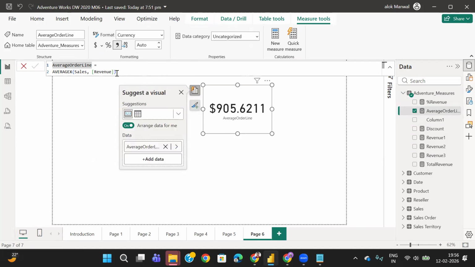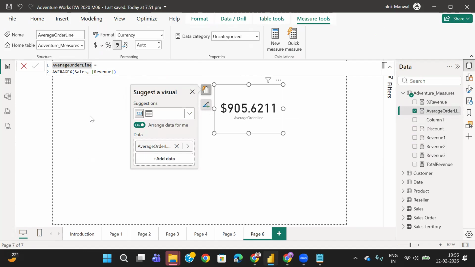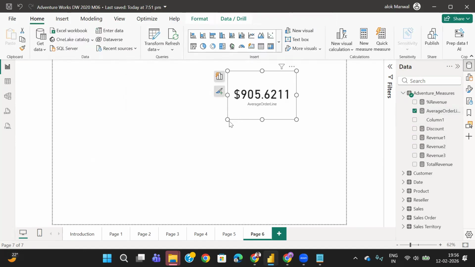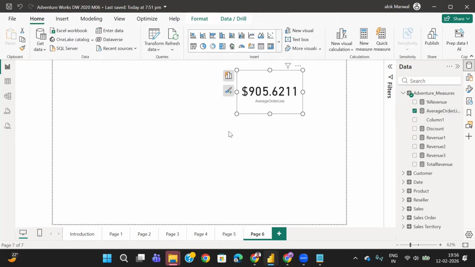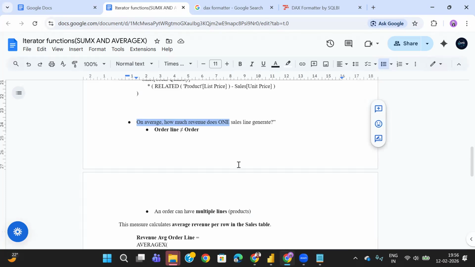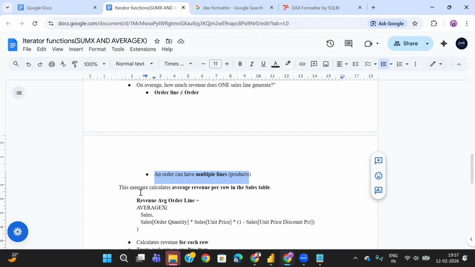Let me do it another way, where our orders are repetitive. So what does order line show? Order line does not mean order. It shows how much revenue one sales line generates. That is our order line, and an order can have multiple lines of orders. Here it is showing the measure average revenue per row in the sales table.